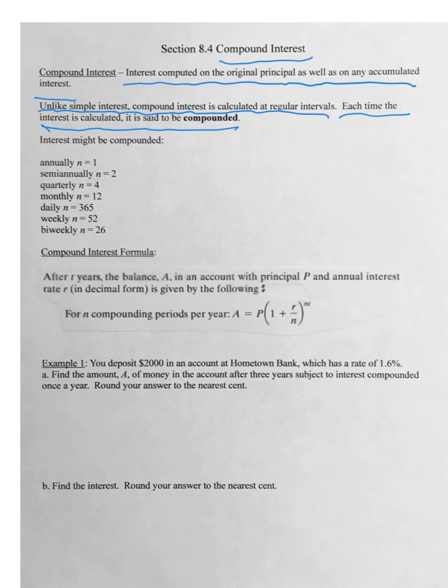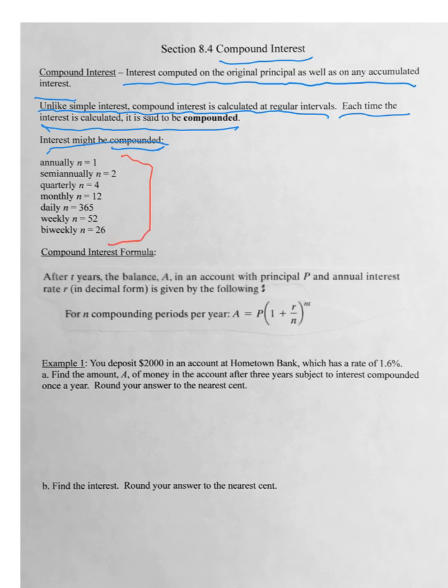So again, whenever you see the word compounded in these word problems, that's how many times your interest is going to be recalculated. And you might want to take a screenshot, a picture, or write down in your notes what is below where it says interest might be compounded, because this tells you what to plug into little n in the compound interest formula. What I'm highlighting here in red is super important to jot down.